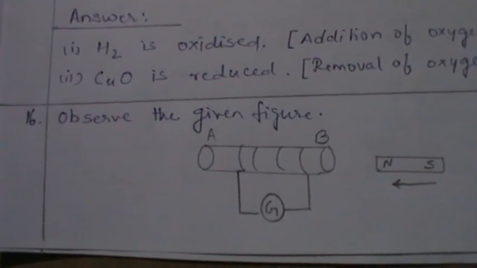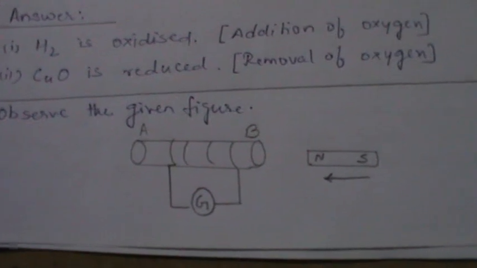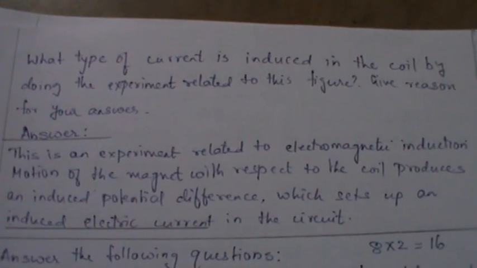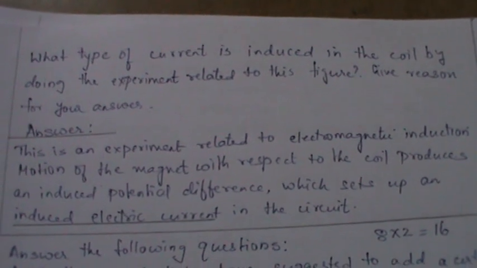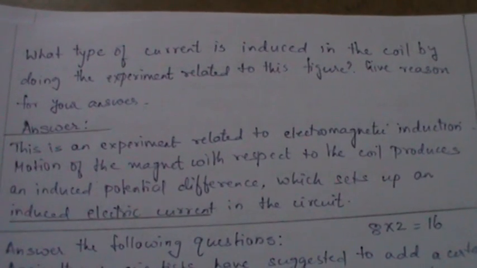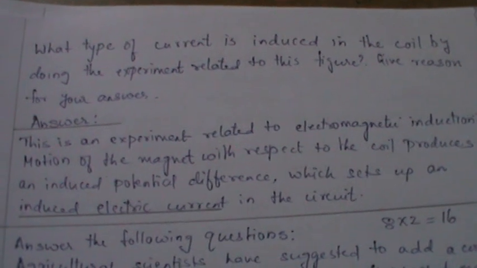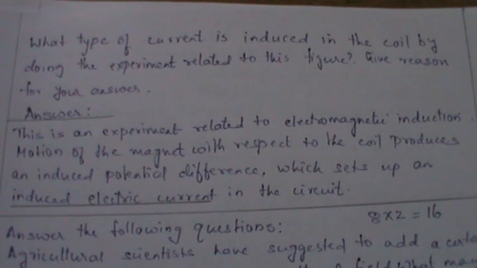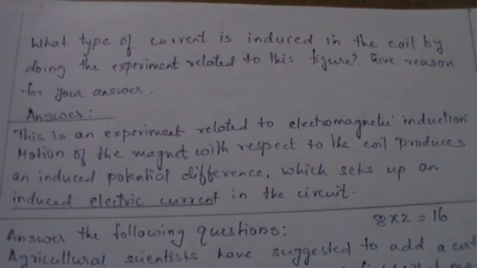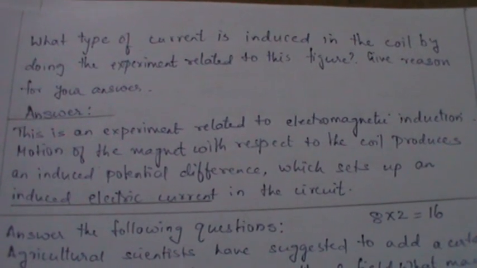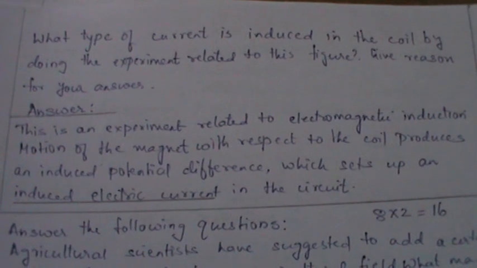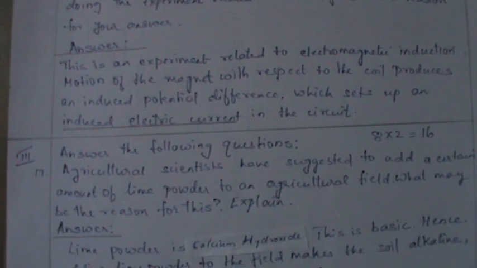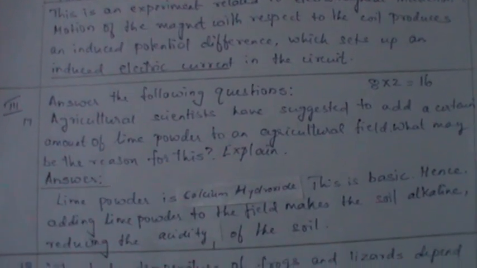Question number 16. Observe the following figure. What type of current is induced in the coil by doing the experiment related to this figure? Give reason for your answer. Answer. This is an experiment related to electromagnetic induction. Motion of the magnet with respect to the coil produces an induced potential difference which sets up an induced electric current in the circuit.